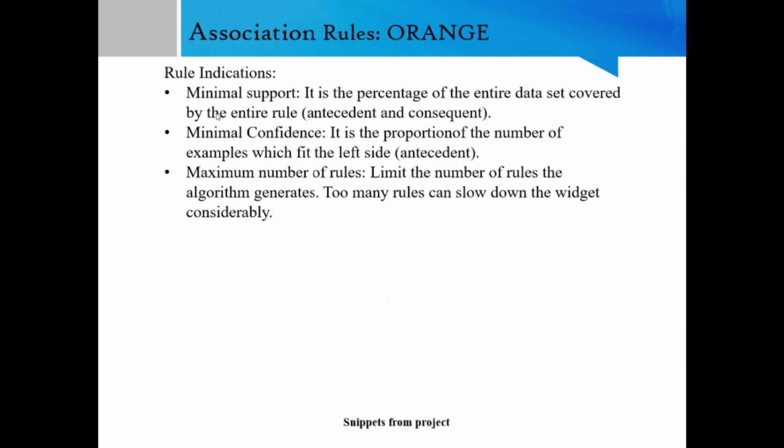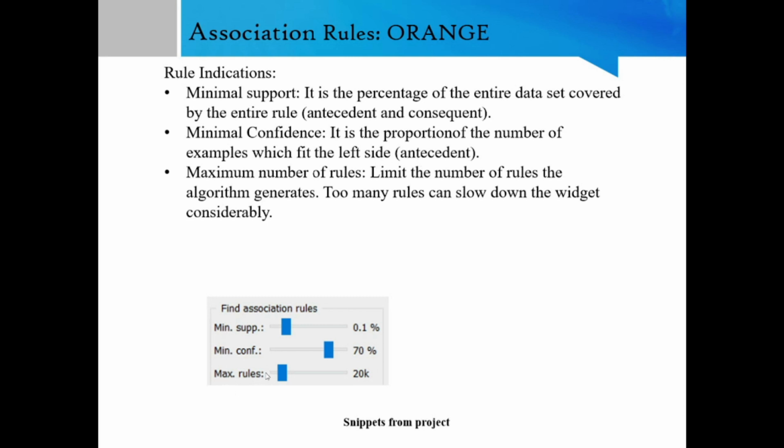Rule indicators. On the left hand picture on the bottom, we have minimum support, minimum confidence, and maximum rules. The minimal support is the percentage of the entire data set covered by an entire rule, which is antecedent and consequent. Next is the minimal confidence, which is set to 70%.